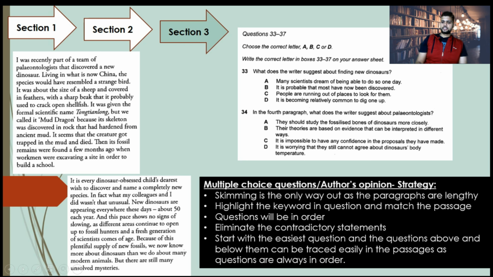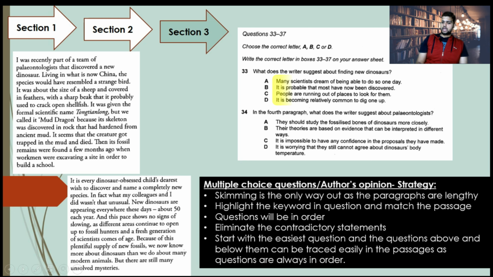What does the writer suggest about finding new dinosaurs? So the keyword is new dinosaur. Something about new dinosaurs he's saying. So just check where the new dinosaur is discovered. Okay, here it is mentioned in the first paragraph. Now see what it says about finding new dinosaurs: dream of being able to do so one fine day. All the scientists are dreaming that one day they should also be able to discover anything as such.